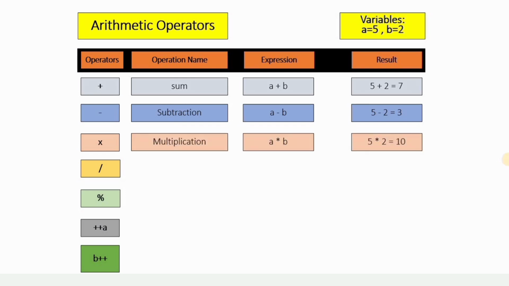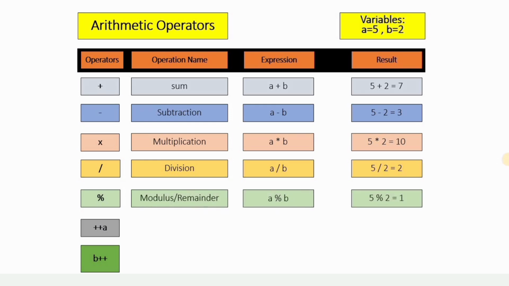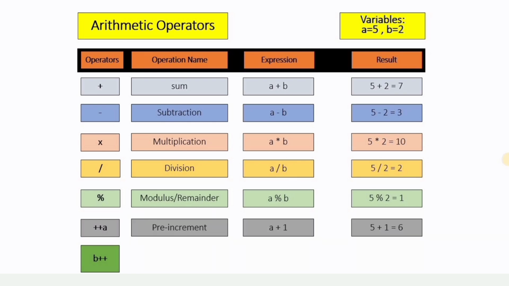The next arithmetic operator is multiplication. We use a star b for that, and the result is 10 for this case. The next one is division. We use a slash b, and this is the forward slash, and the result is going to be 2. If we divide 5 by 2, the result is going to be 2 and the remainder is going to be 1, which is our next arithmetic operator, and we use the percentage sign for remainder or modulus.